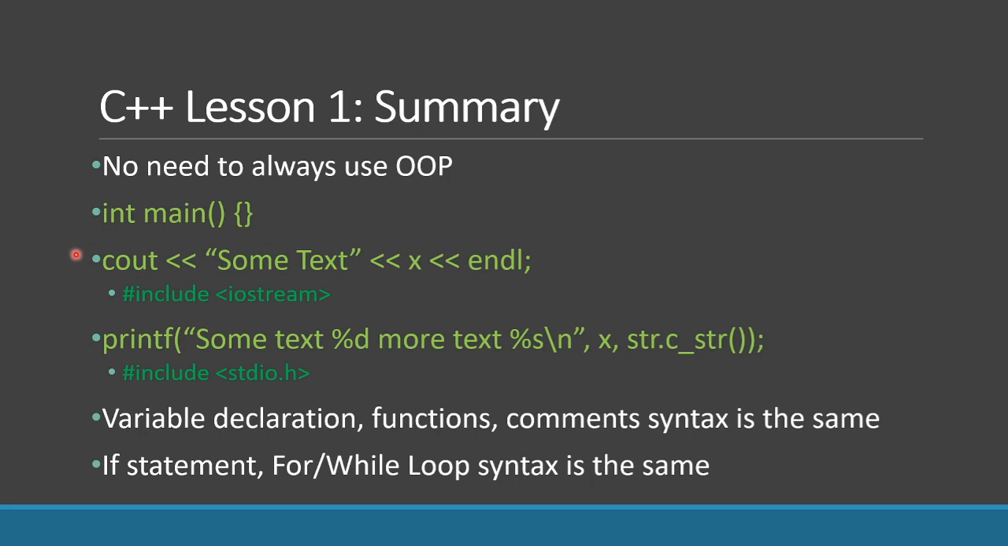Then we talked about the two different ways that you can print things to the console, which this was the C++ way, and we needed to include the iostream library to do that. And then this was the native C way, where we used printf, and we needed to include the standard IO header from C to do this. And then we went over the variable declarations, functions, comments, if statements, switch statements, and loop syntax, which for the most part was exactly the same as it would have been in Java.